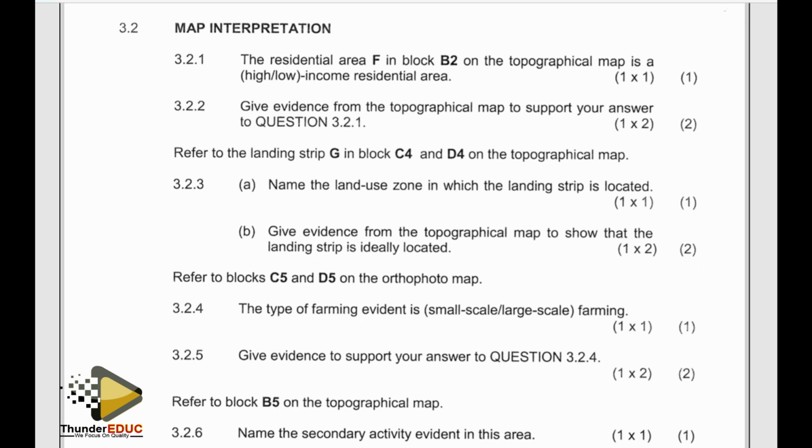Then you go to question 3.2.3. Name the land use zone in which the landing strip is located. It says there's a landing strip G in block C4 and D4. We just give reference of what you need to use to be able to figure it out. If you're talking of a landing strip, it is part of the functions that fall in the rural urban fringe. Remember, there are so many activities that we tend to find in the rural urban fringe.